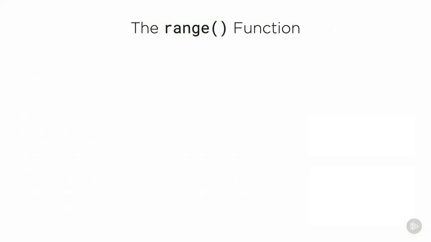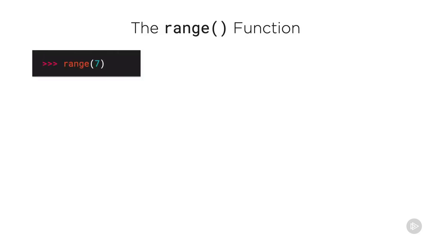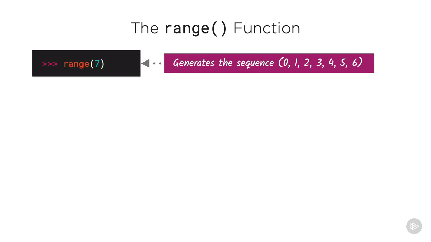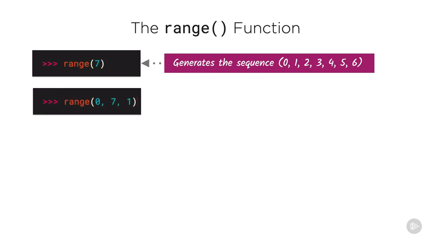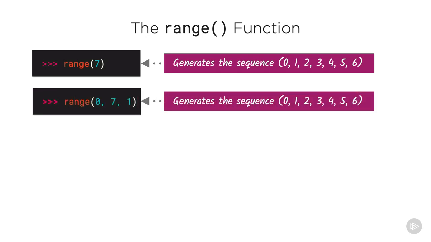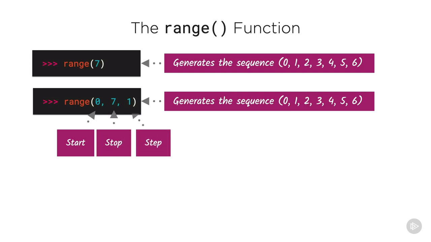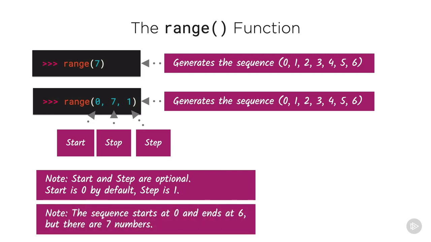So far, we've only seen for loops that loop over a list, but the range function in Python generates and returns a sequence which we can think of as a list. Calling range with 7 in parentheses creates a sequence of 7 integers starting from 0. You can customize range by giving it a start, stop, and step value. So range 7 is the same as range 0 for the start, 7 for the stop, and 1 for the step because each number increases by 1.